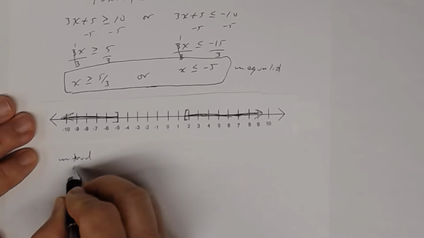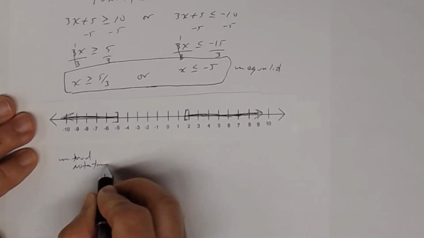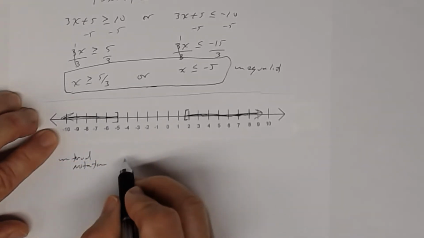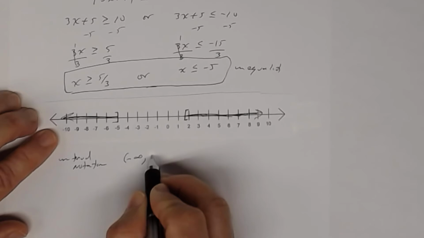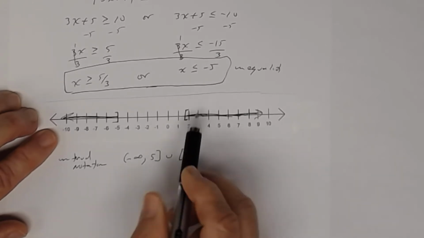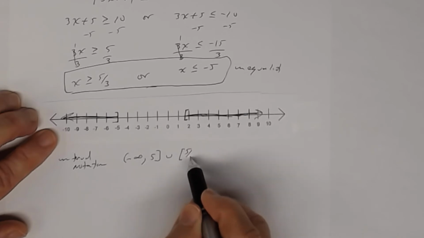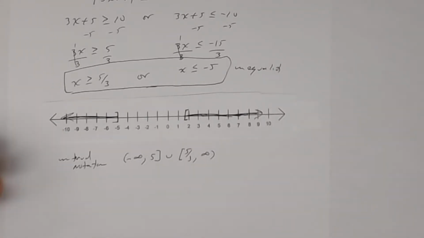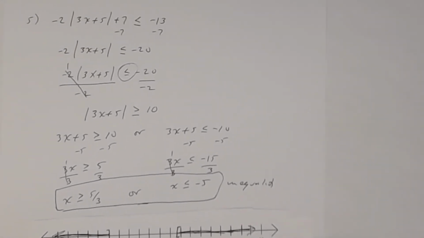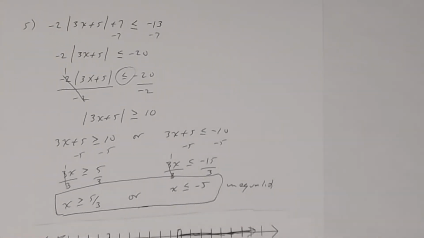and make sure you always go from smallest to largest. So let's start with this one. So you're going from negative infinity to negative 5, parentheses, negative infinity, -5 with a bracket, union, and then bracket 5/3 to infinity with parentheses. Okay, so that was number 5. So it's a very simple process, isn't it? It's not difficult at all. Very simple. Okay, let's look at number 6.